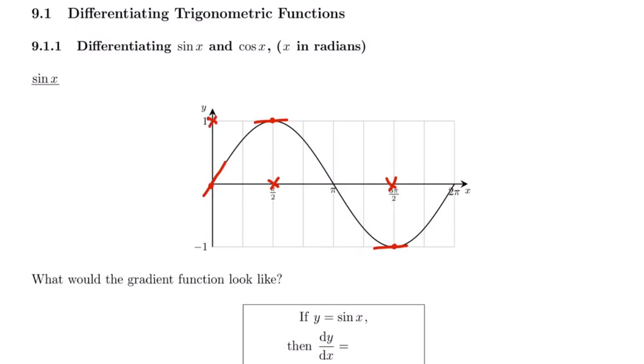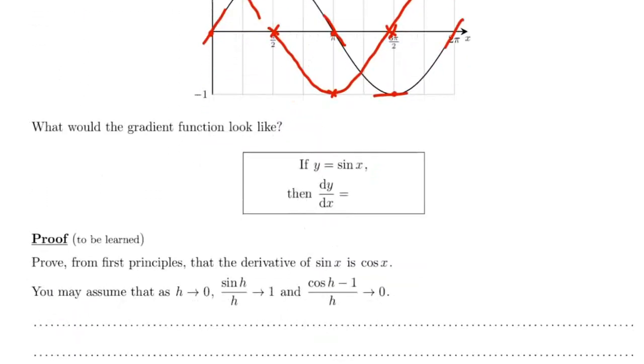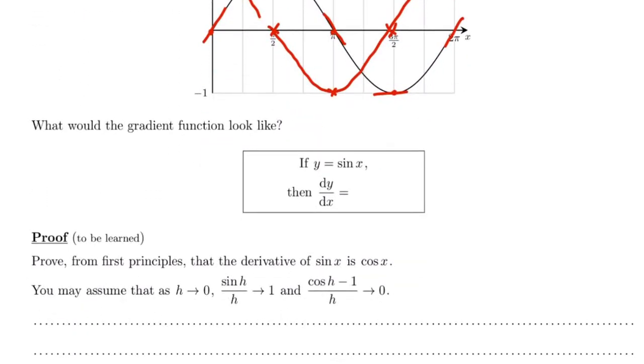Now, that is only true if your sine wave is drawn in radians. Here at pi, the gradient is -1. And here again at 2 pi, the gradient will be 1. So if I draw the graph on top, you will see that what you get is a cosine wave. That means that if y equals sine x, then dy/dx is cos x.